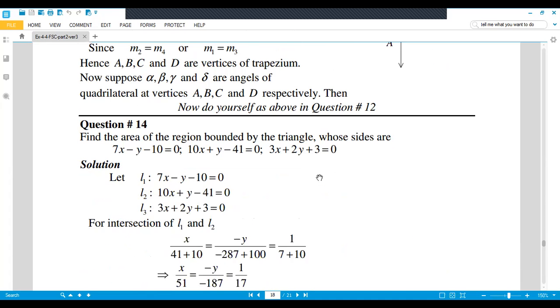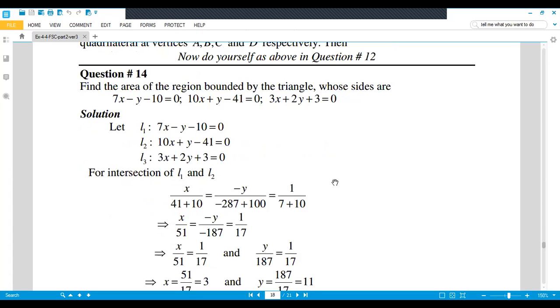Now come to question number 14. Question number 14 is: find the area of the region bounded by the triangle whose sides are given. The equations of the sides are given. You have to find the area of the region bounded by this triangle. You have to find the area. So for the area, you have to use the matrices method in this way.